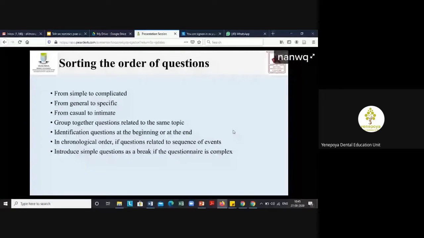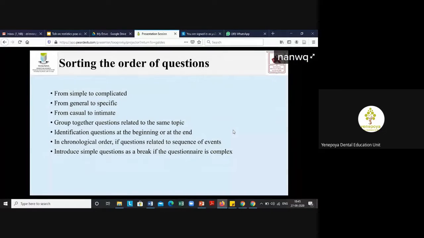Sorting the order of the questions: I've already told you, the order of the questions makes a lot of difference. You can go from simple to complicated, from general to specific, from casual to intimate questions. Group together all the questions which are related to the same topic. You would be doing research. Do not scatter them around, because it becomes faster for them to answer if they answer them all together. Identification questions go at the beginning and the end.